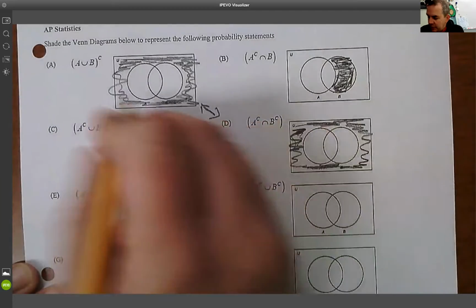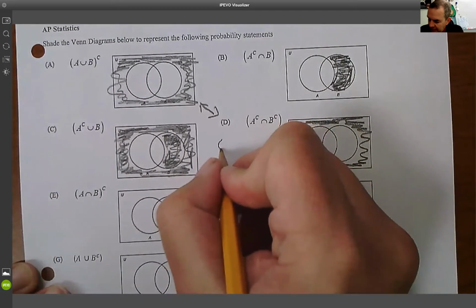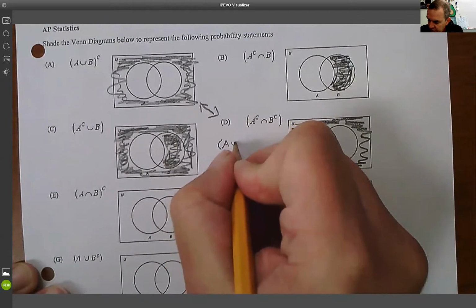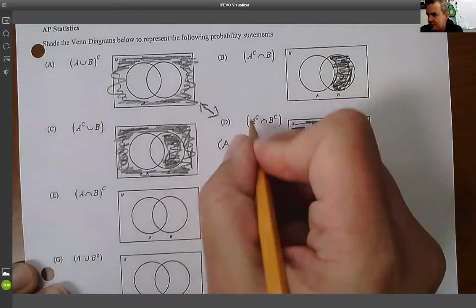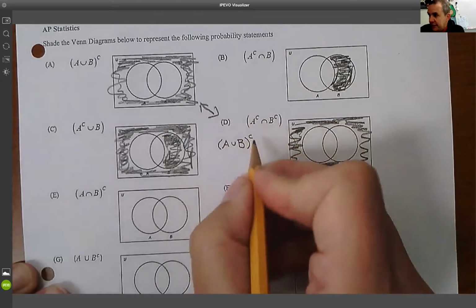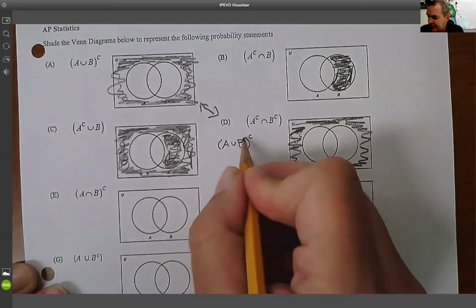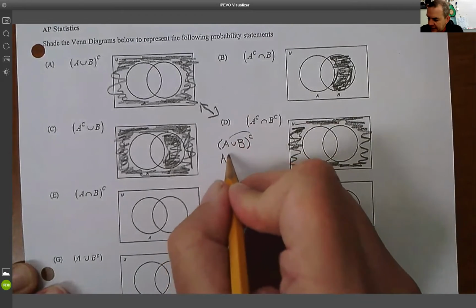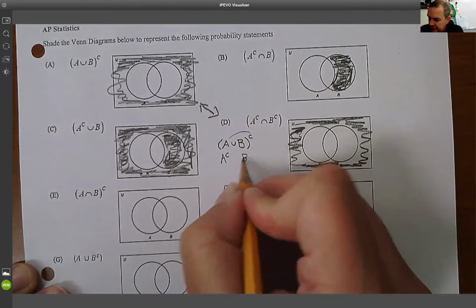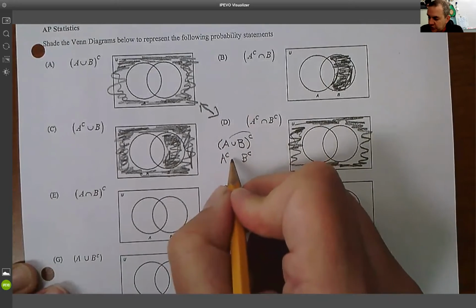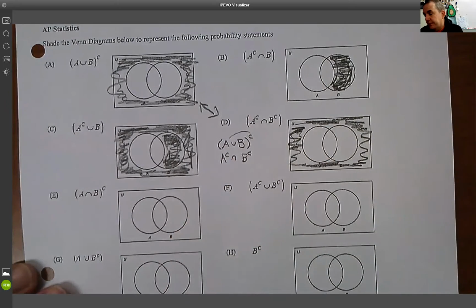So let me show you how these two look, how they can be the same. What I want you to do is get your brain thinking of the distributive property. Think about that complement. If we distribute it inside to all three pieces, the A, if I share it inside, becomes not A. The B becomes not B. The union changes over into an intersection. So that's what that one is.